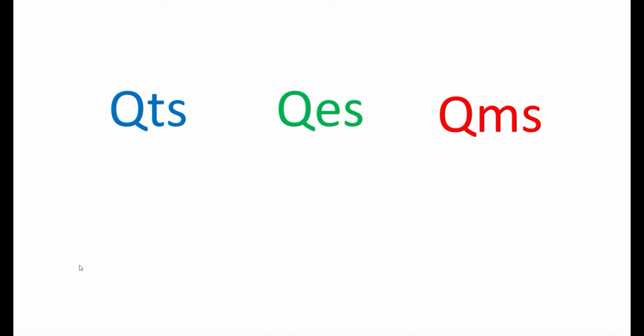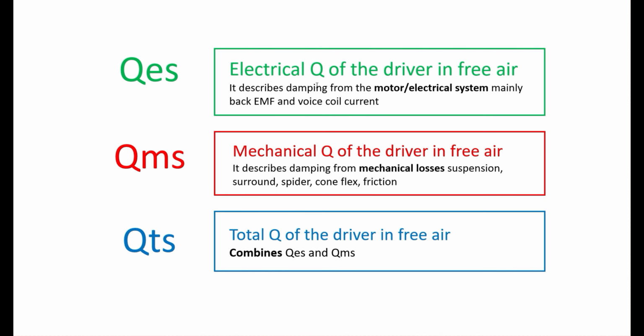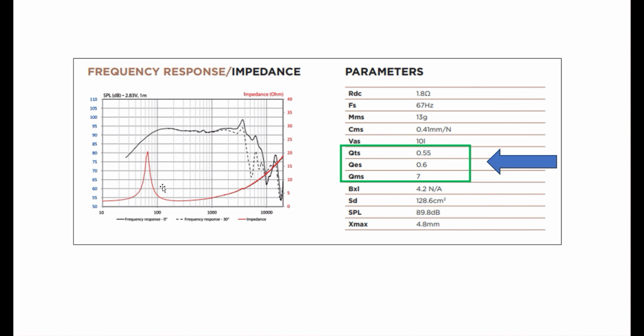Now, QTS is actually made up of the two types of dampening forces, the electrical dampening and the mechanical dampening, and we call that the electrical Q of a driver and the mechanical Q of a driver, and of course the S stands for free air. So when we're looking on the technical data sheets, nearly all of them will list the QTS, so you'll know what the total dampening factor is. And sometimes they will also list the electrical and the mechanical dampening factors.